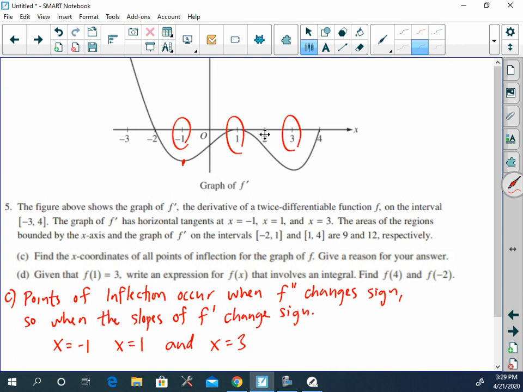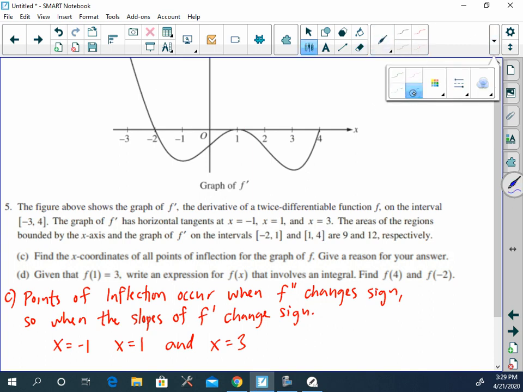All right, then looking at part D. Part D is talking about what's given us an initial condition. And it's asking us, write an expression for f of x that involves an integral. Now remember, it gives us these areas here. It says this area is 9, this area is 12. So we're probably going to use that. We haven't used that yet. And we're given that f of 1 is equal to 3. So for part D, I'm going to work through it up here.